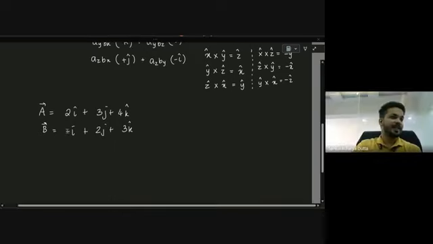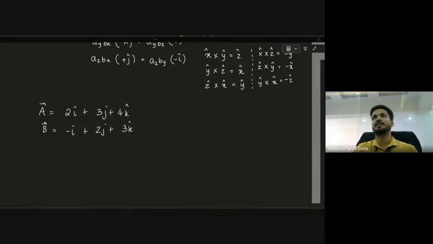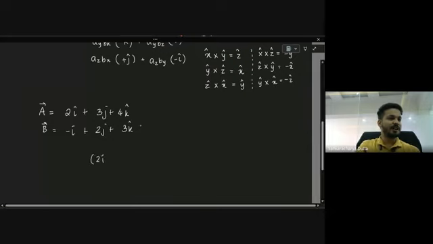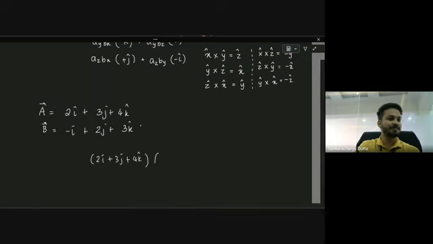Okay, let me solve. Yes, a lot of answers are pouring in. I very much like that. Okay, so I'll do the normal procedure. 2i plus 3j plus 4k, I'm going to multiply with minus i plus 2j plus 3k.